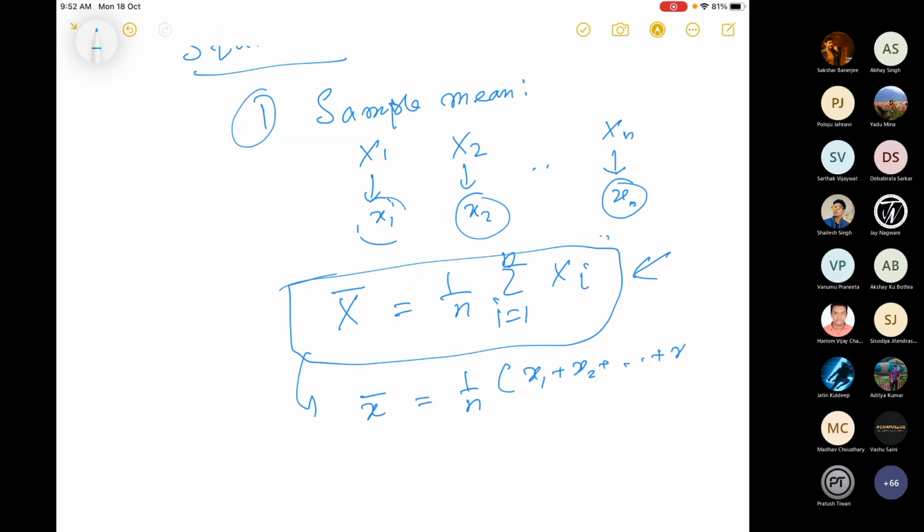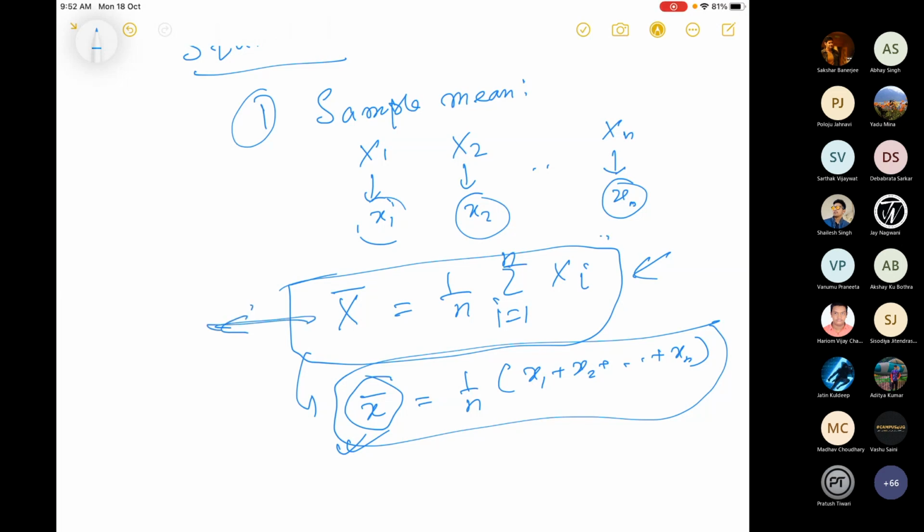Once you have performed this experiment, you get this value. But this value can change if you repeat this. Let's say today you do this experiment, rolling a die 10 times. You get some values x1, x2, xn. Tomorrow you do the same thing again and you will get some other x1, x2, xn. So this is not a fixed value. This will also change. That's why x bar is also a random variable.